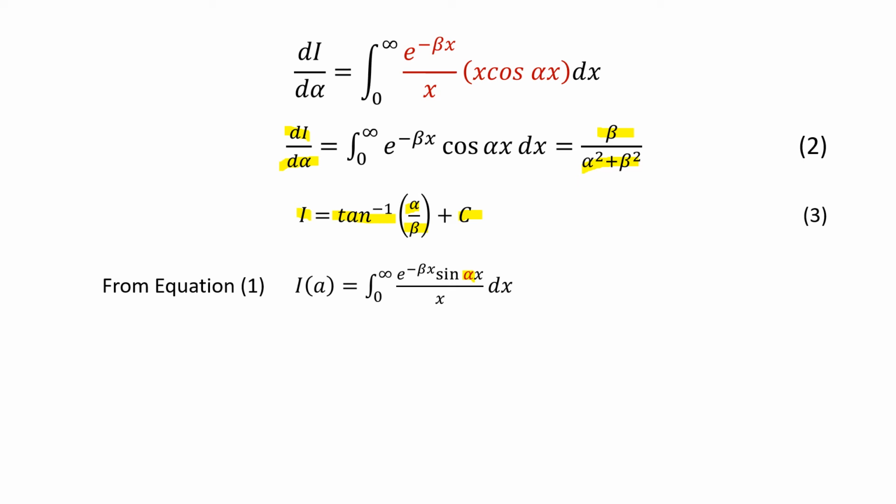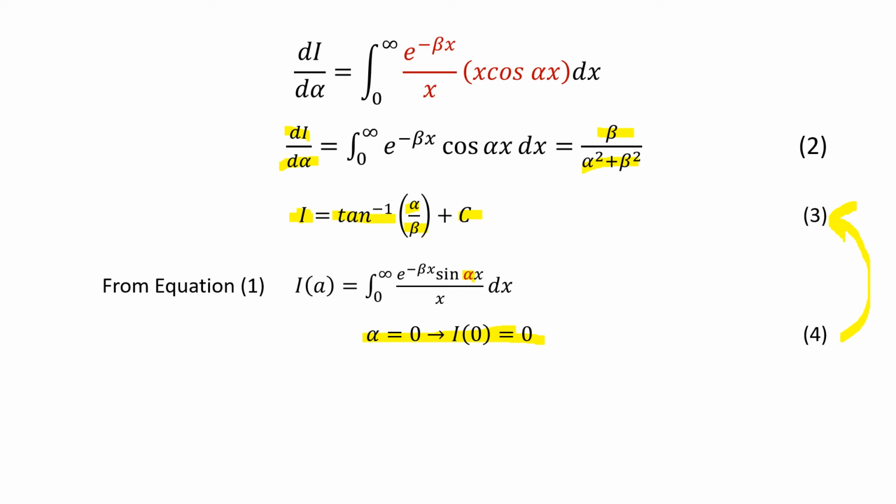So here, if we put alpha equal to 0, sine 0 is 0, so I is totally 0. So we will get the condition that alpha equal to 0 implies I equal to 0. Now apply this initial condition in equation number 3 to get the value of C. So here we have to put I equal to 0 and alpha equal to 0.